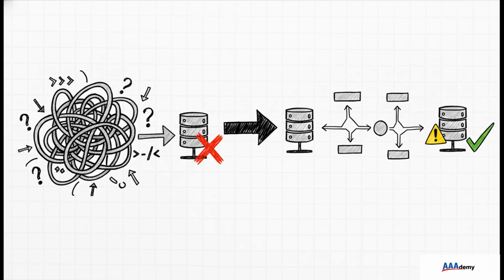Because let's be real, just throwing random commands at the wall to see what sticks, that's a recipe for chaos. It makes things worse, not better. What you really need is a strategic framework, a plan you can use every single time to turn that 3 a.m. panic into a calm, controlled process.